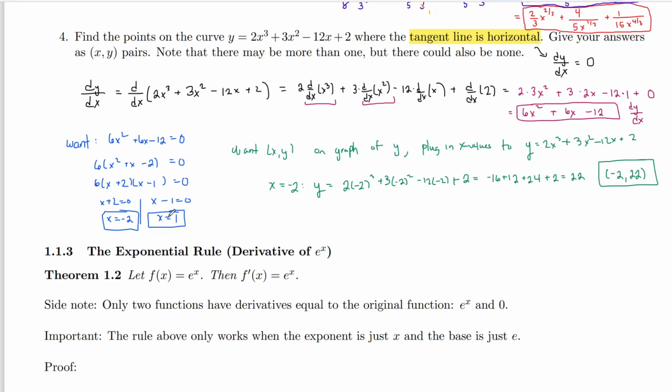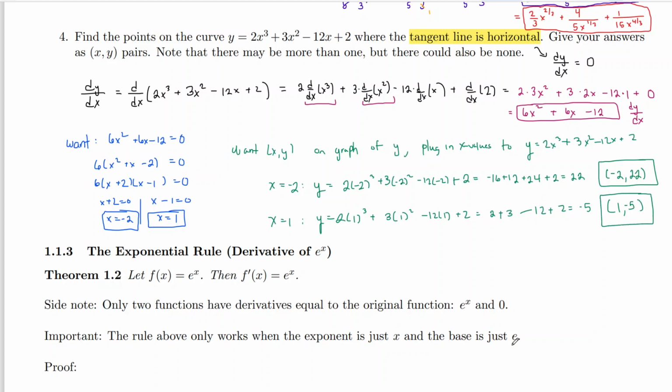We're going to have another answer because we do have another x value, which is 1. And the y value here, plug in 1 to our equation for y. And what do we get? Well, every power of 1 is just 1. This is 2 plus 3 minus 12 plus 2. And this would be -5. So our other point is 1, -5.